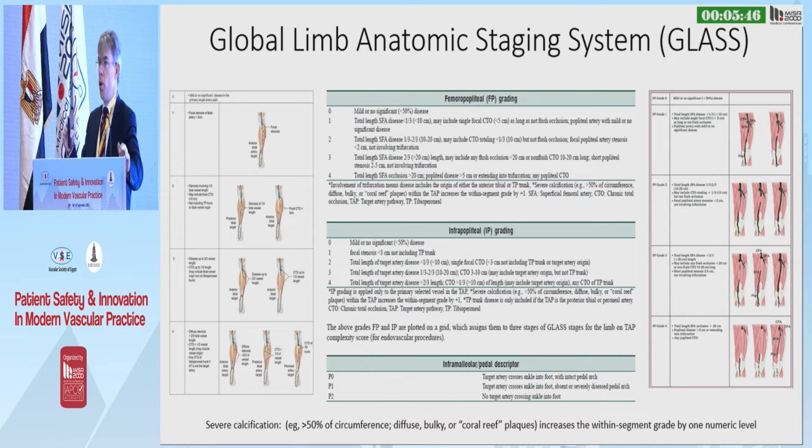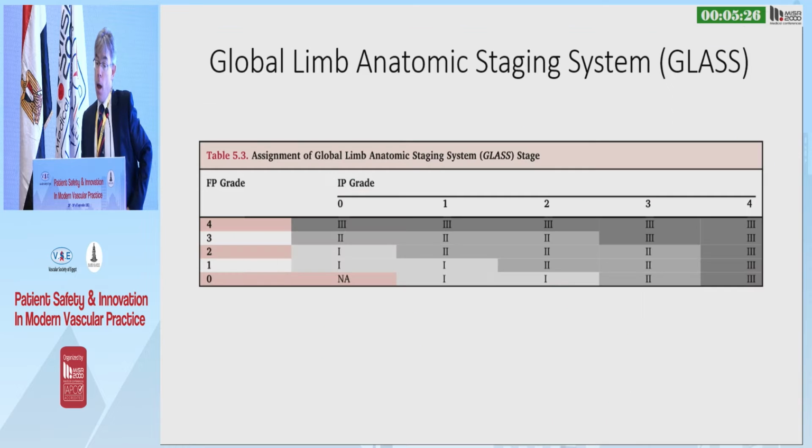I only put these up to show you what GLASS looks like, and I don't intend to go through this in detail. Essentially, they grade the severity of the disease within the femoropopliteal segment, and they grade the severity of the disease within the infrapopliteal segment. If you have severe calcification, you upgrade your grading by 1. What you are left with is the ability to classify the whole atherosclerotic burden within the infrainguinal lower limb tree. So, for example, an FP grade 4 and an IP grade 2 would give you a stage of 3.